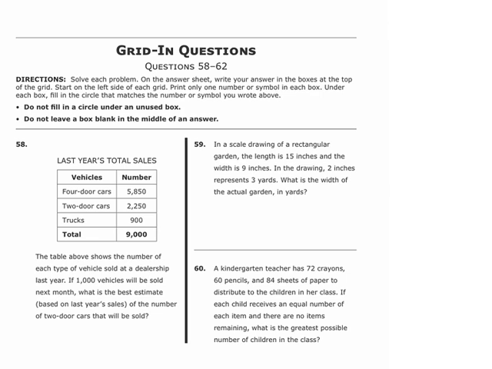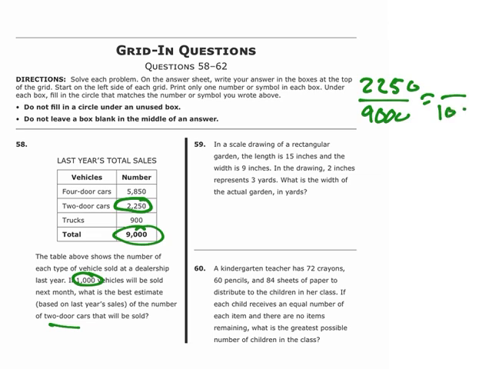So the first one says that if there were 1,000 vehicles sold, how many of them would be two doors? So we go right after it with the number of two doors out of the total. And we say, well, if there's 2250 out of 9,000, and what would that be out of 1,000? So obviously we're going to divide by 9.